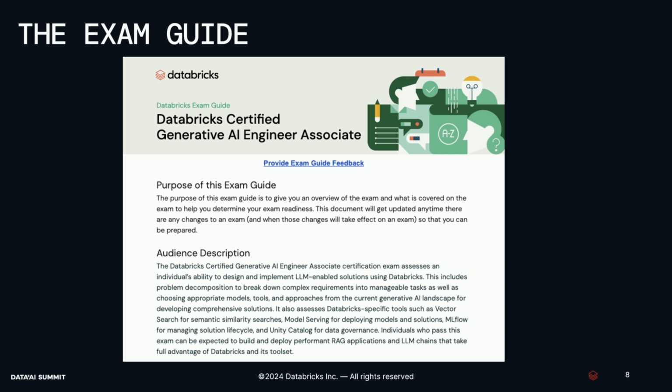the audience description right there is your first block to ask yourself, does that sound like me? It's going to mention those topic areas we talked to you about. It's going to mention the technologies we talked to you about. And the last sentence really is what is going to sum up what we expect.